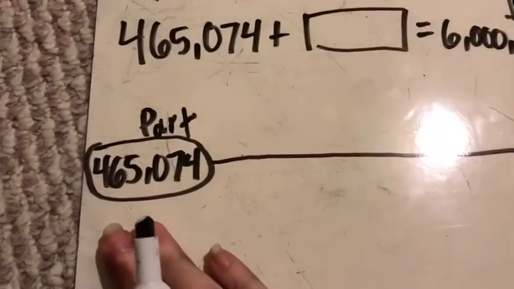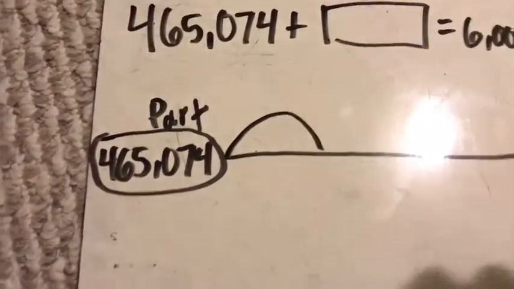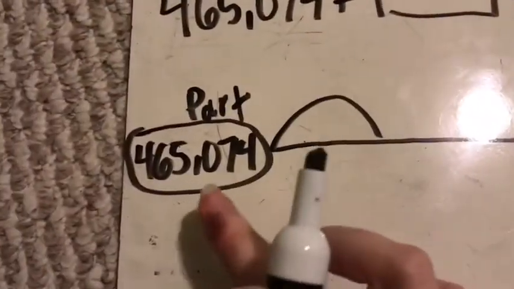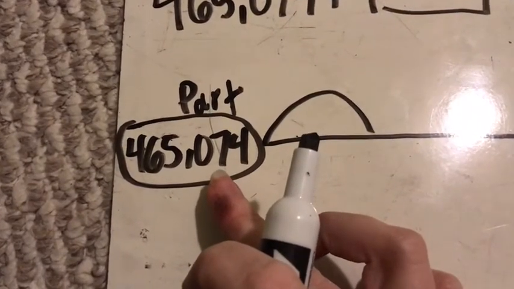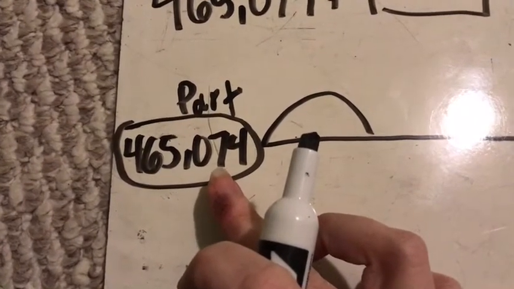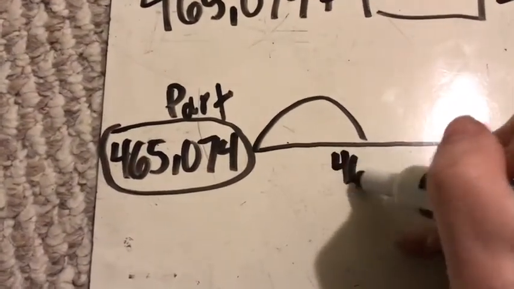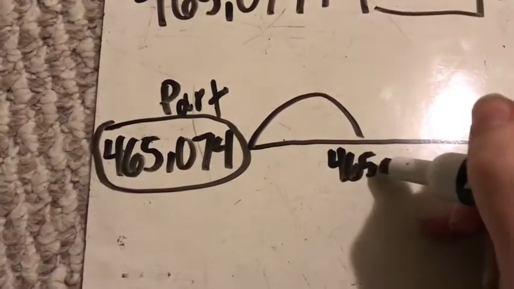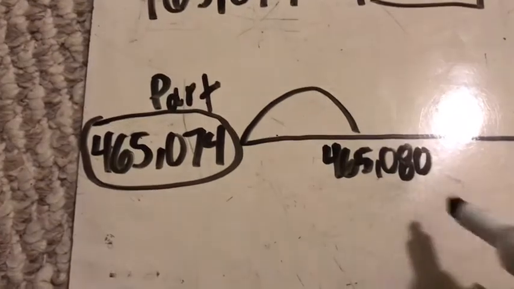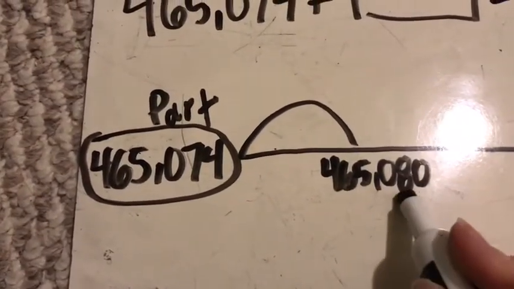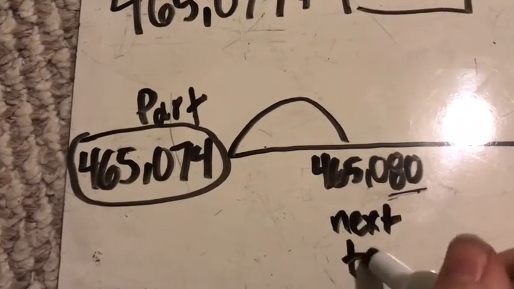So first things first, if I'm at 465,074, I want to be thinking about what would be the next 10. Since I'm at 74 here, I have 7 tens. So the next 10 would be 465,080, because 80 is the next 10 after 70. So I'm just going to be thinking about where I'm going to go when I'm hopping. For right now, I'm not going to be thinking about how much I have to get there yet. So now this right here is my next 10.